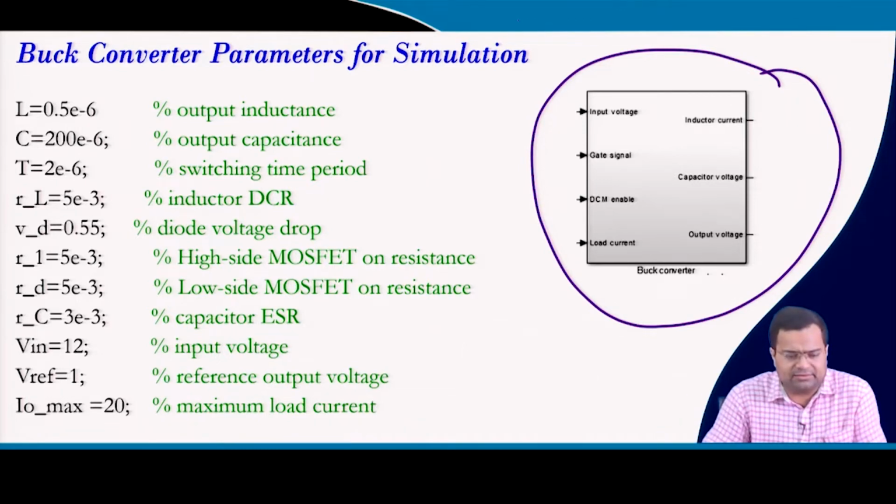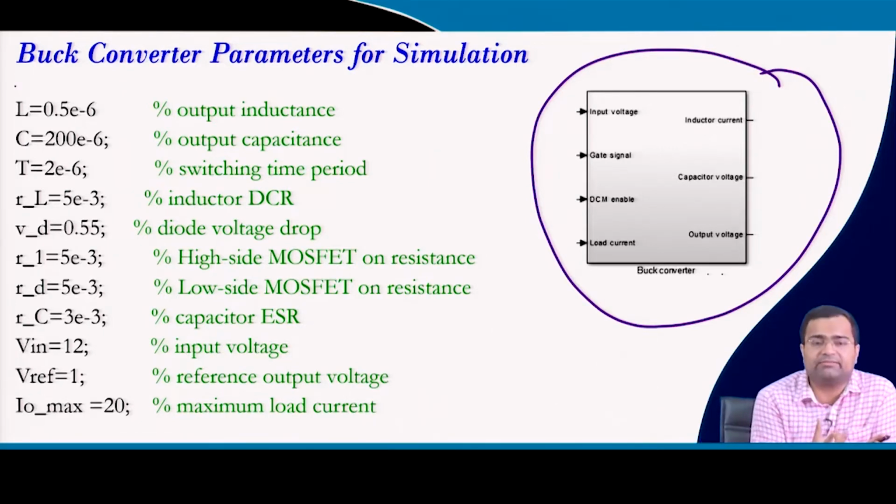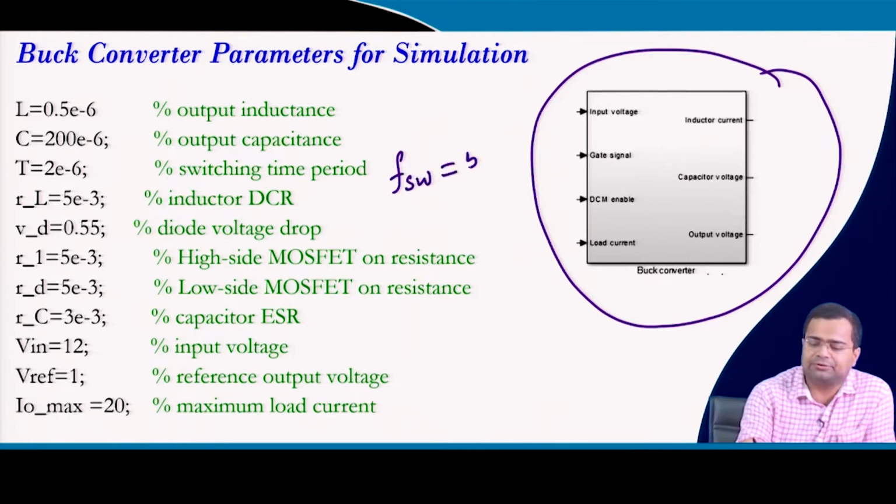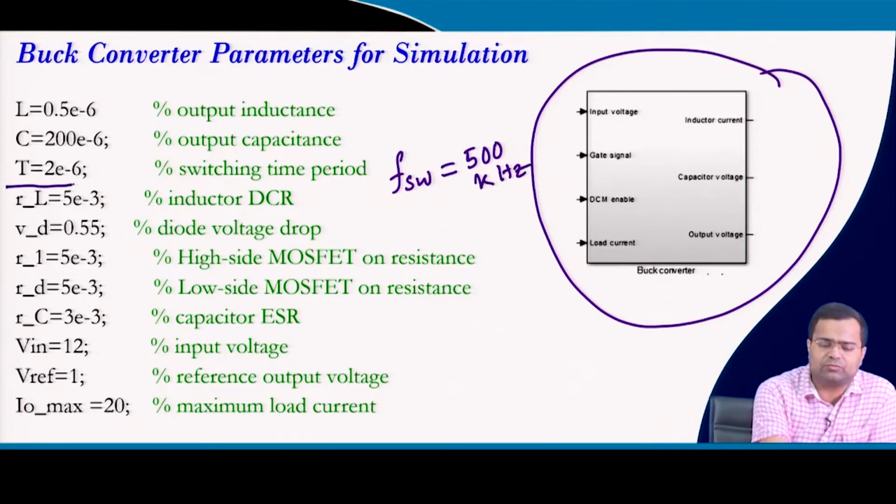For today's lecture we have taken a separate inductor resistance value, and I will discuss how we arrive at such parameter values like inductor and capacitor value. Here we are talking about a target switching frequency, FSW, of 500 kilohertz. So, that's why the time period is 2 microseconds.